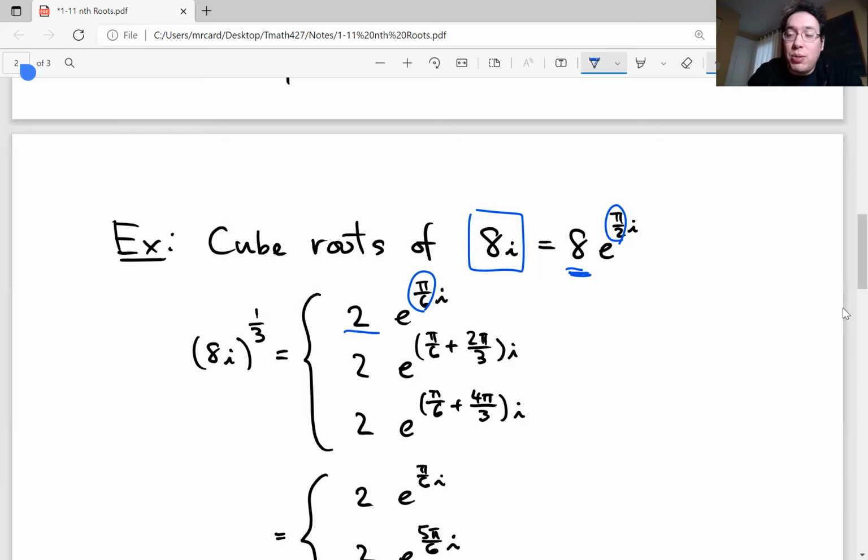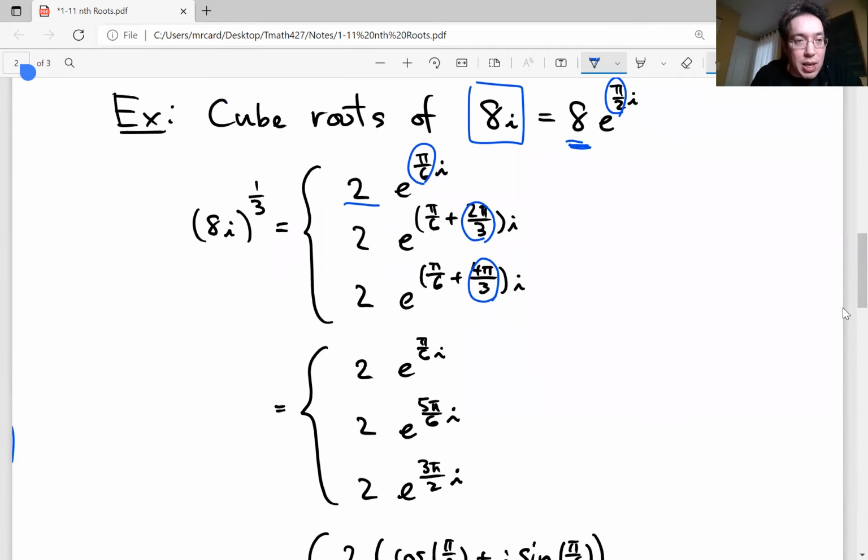But I could get 2 other answers because there's 3 total answers for cube roots. I can get different answers by adding 2 pi over 3, and then 2 times that. So if I add 4 pi over 3, I would get another answer. And if I try to add 6 pi over 3, I get back to the original pi over 6 answer. So I'm not getting anything new at that point. Okay. So this is the answer in polar form.